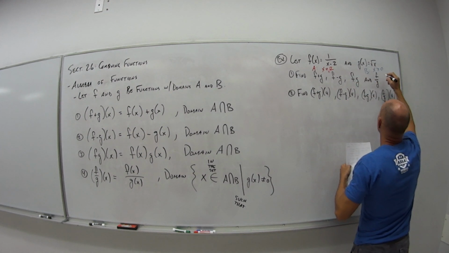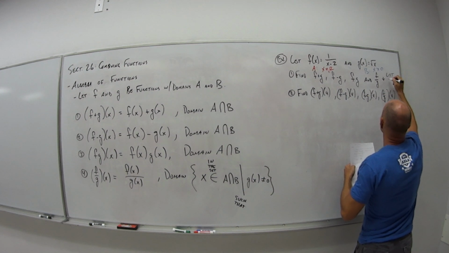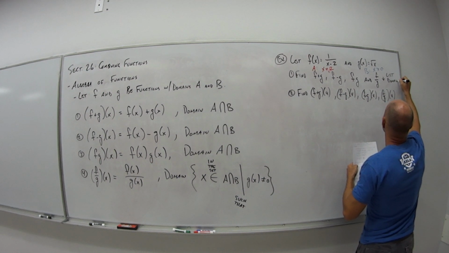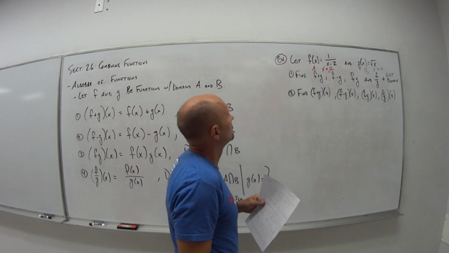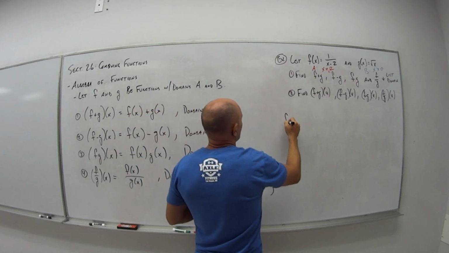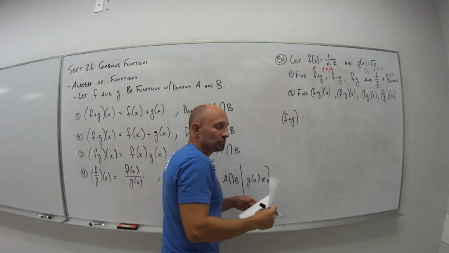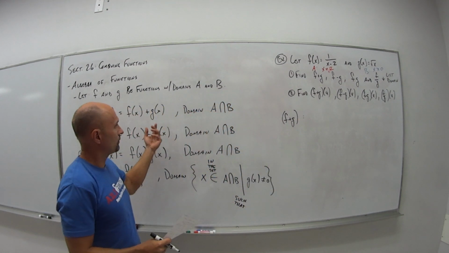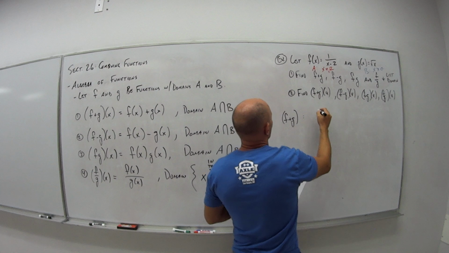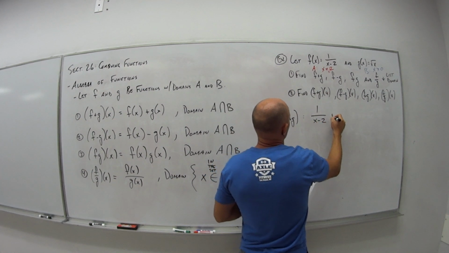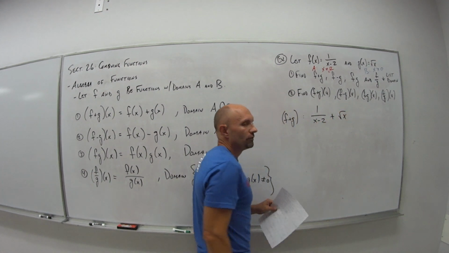So find all these and list the domain. So f plus g. So that's what? That's just adding the two functions together. There's nothing tricky about it. It's just 1 over x minus 2 plus square root of x.